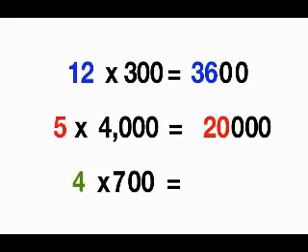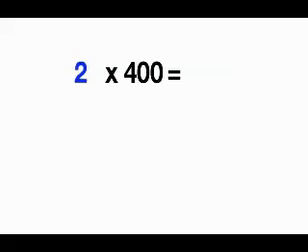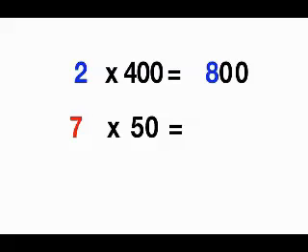Next, what does 4 times 700 equal? Well, you take your 4 and multiply by 7. 4 times 7 is 28, and then you add 2 zeros. 1, 2. 2,800. Let's look at a few more. 2 times 400. What does it equal? Well, 2 times 4, that's 8, and then we add 2 zeros. 800. Let's look at 7 times 50. What does that equal? Well, 7 times 5 is 35, and then we add 1 zero. 350.